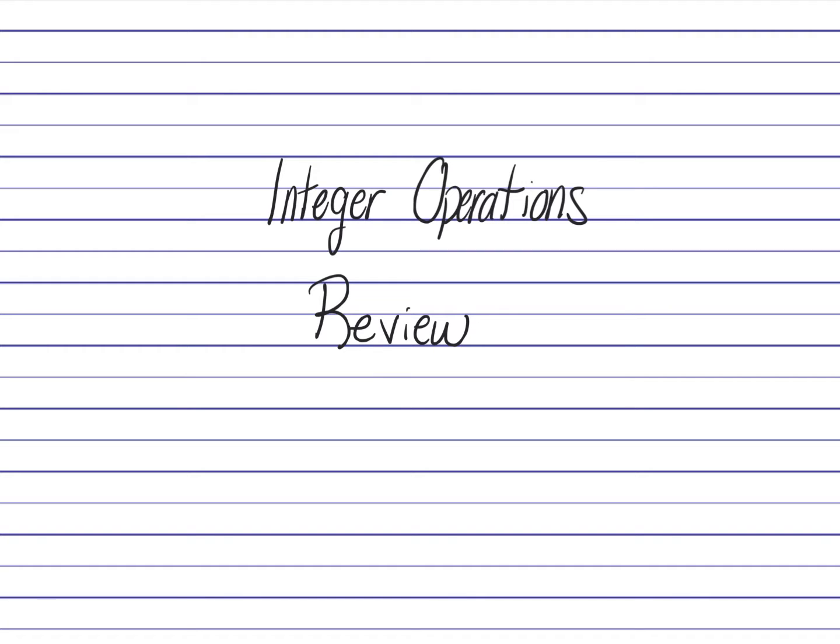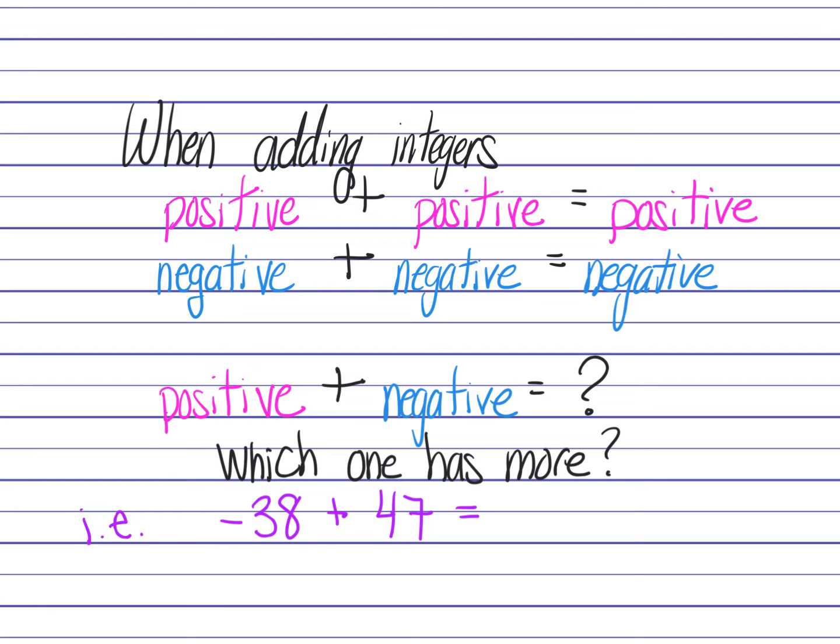This video is to review integer operations. When adding two integers together, if the values are both positive, then your answer is going to be a positive value. If both of your integers are negative, then you're going to have a negative value.